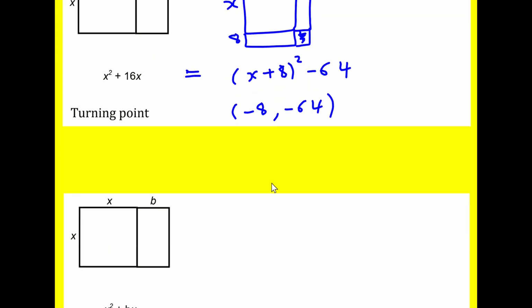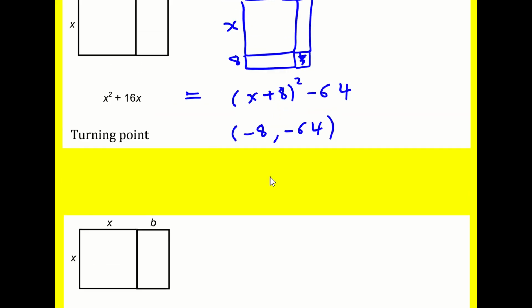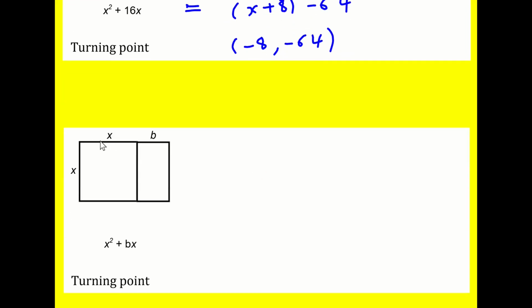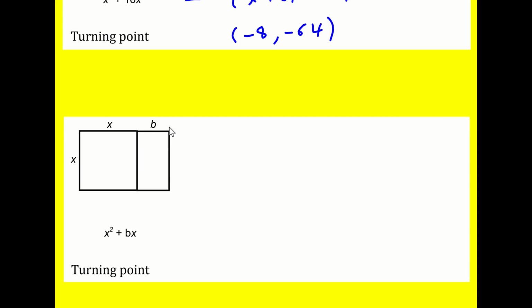All right, how about this one then? What if I said instead of 16 or 10, I've got x squared plus bx? See if you can work it out. This is called a generalization. Can we complete the square on this general thing here? It's not the most general, but it's more general.